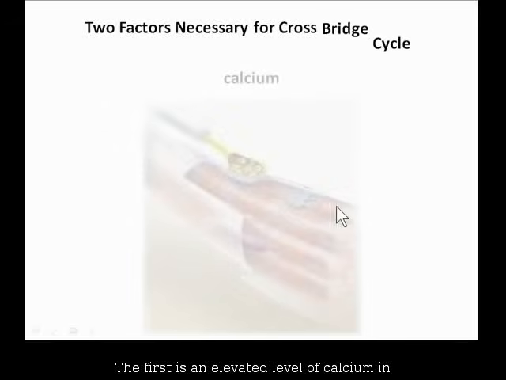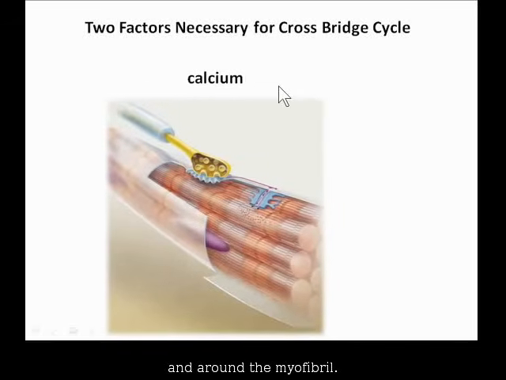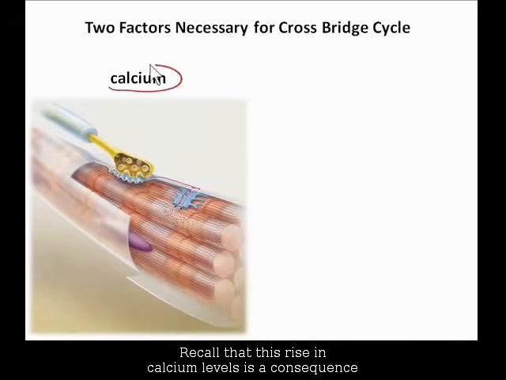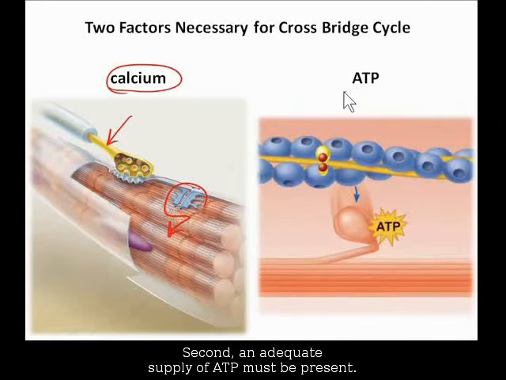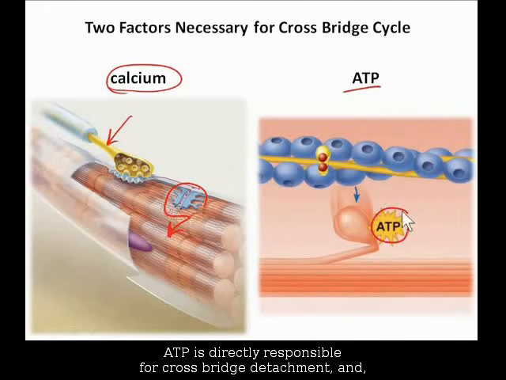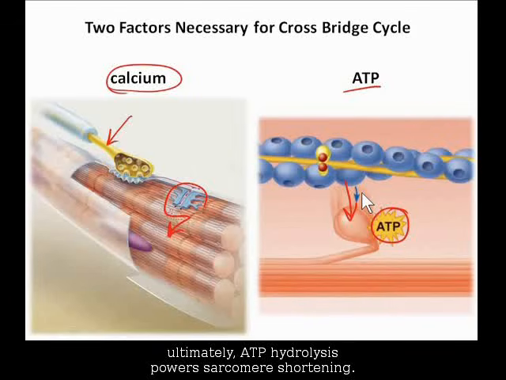The crossbridge cycle will continue as long as two factors are present. The first is an elevated concentration of calcium in and around the myofibril. Recall that this rise in calcium levels is a consequence of nerve input. Second, an adequate supply of ATP must be present. ATP is directly responsible for crossbridge detachment, and ultimately, ATP hydrolysis powers sarcomere shortening.